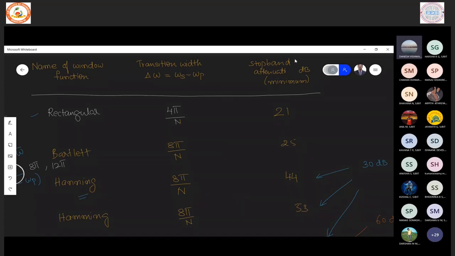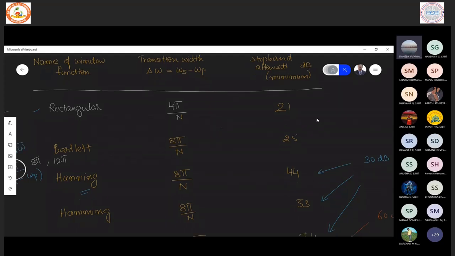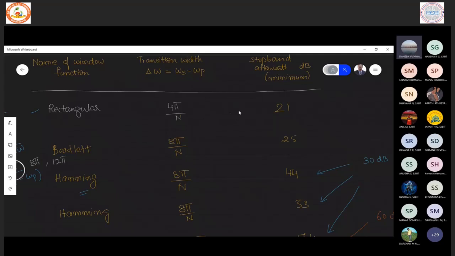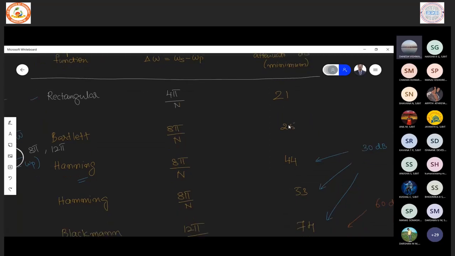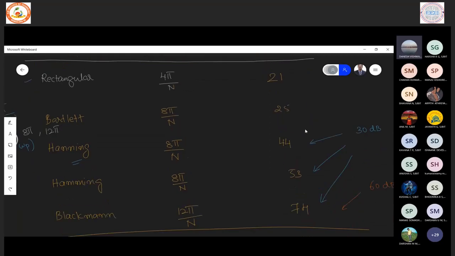Next, the stop band attenuation. We have seen the difference between passband and stop band. The passband we say is 0 dB, and the stop band is what is measured. The value for the rectangular window was 21, for Bartlett 25, for Hanning 44, for Hamming 53, and for Blackman the highest, which is 74. So in this count, the winner is Blackman.